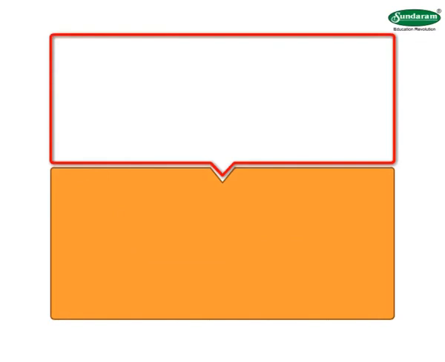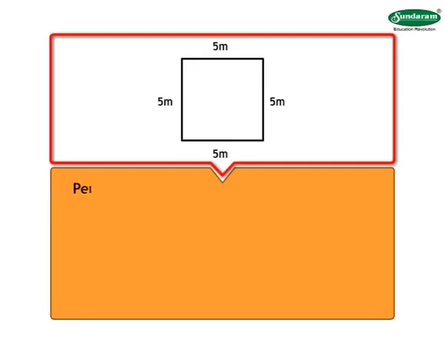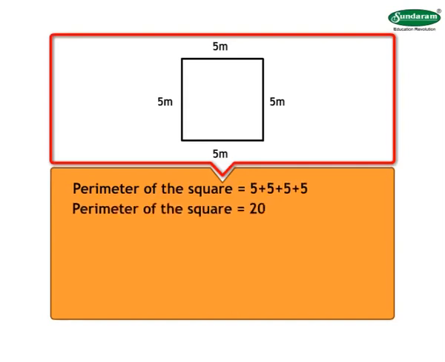As learnt earlier in this chapter, perimeter of a square will be equal to sum of lengths of its sides. Again, see the given figure of square here. Length of each side of the square is 5 meters. Therefore, perimeter of the square is equal to 5 plus 5 plus 5 plus 5. Therefore, perimeter of the square is equal to 20. Therefore, perimeter of the square is 20 meters.